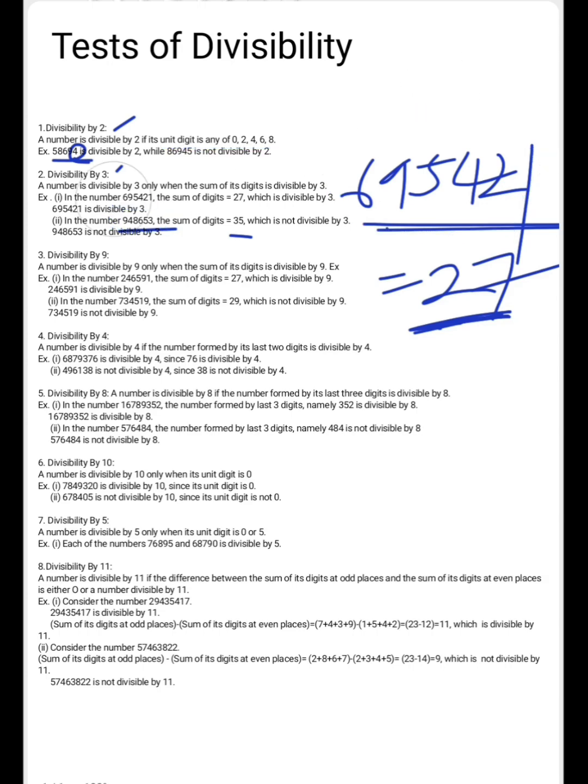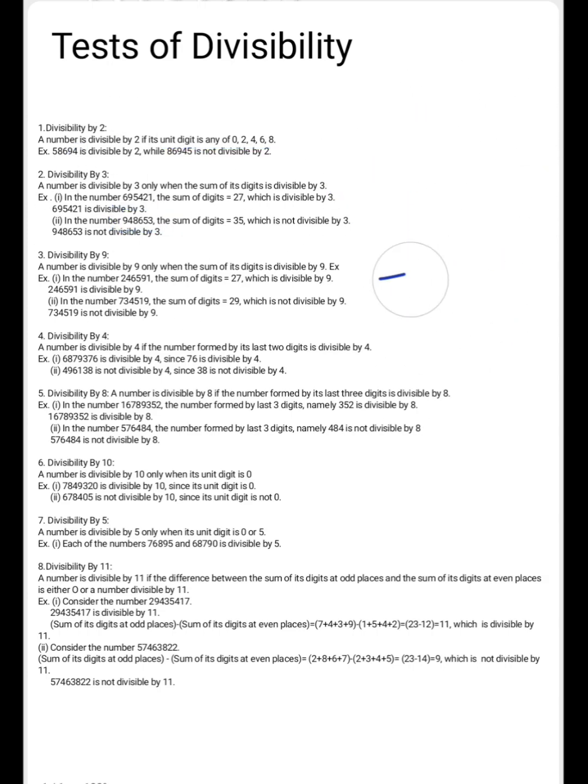The next one is divisibility by 9. In the same way as for 3, we need to add all the digits and check whether the sum is divisible by 9. If it is, then we can say the given number is divisible by 9. If it is not, then the entire number is not divisible by 9, the same as in the case of divisibility by 3. There, if the sum of the digits is divisible by 3, then the number is divisible by 3. If it is not, it is not divisible by 3.